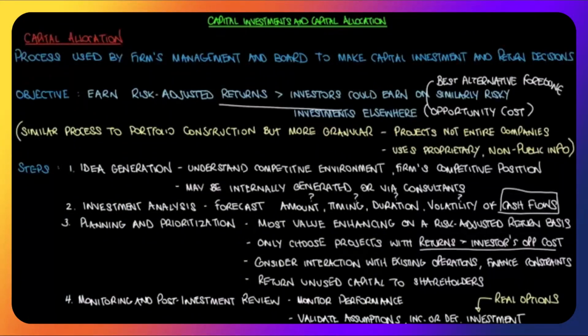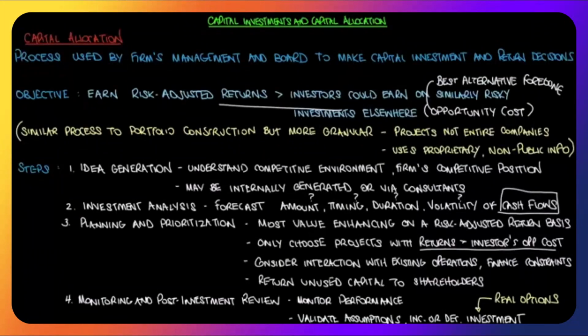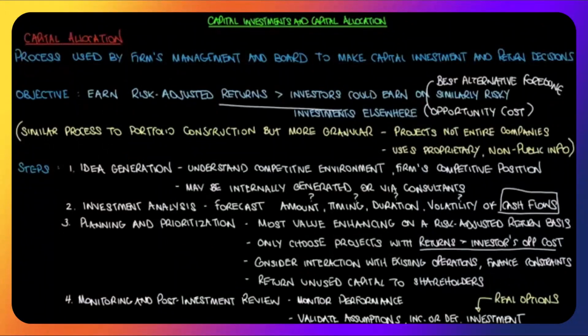Think of your finance constraints. It might be a great idea, but do you have access to the finance to get this project going, to finish the project? And if after going through this investment analysis and planning process, you find you have excess capital that you can't use in any projects that generate returns greater than the investor's opportunity cost, give it back. If shareholders have given you cash, it's because they think you can earn more than they could get elsewhere. If you can't, give it them back.